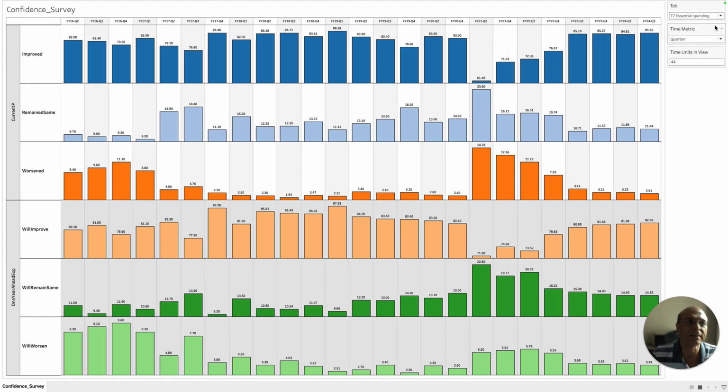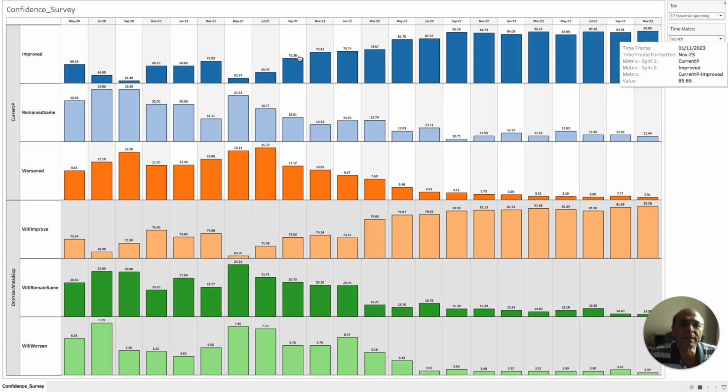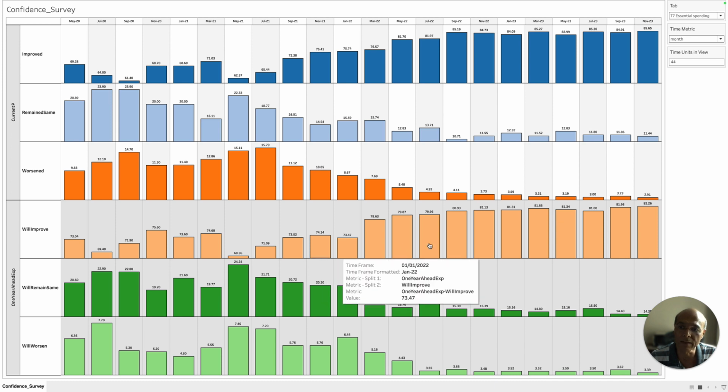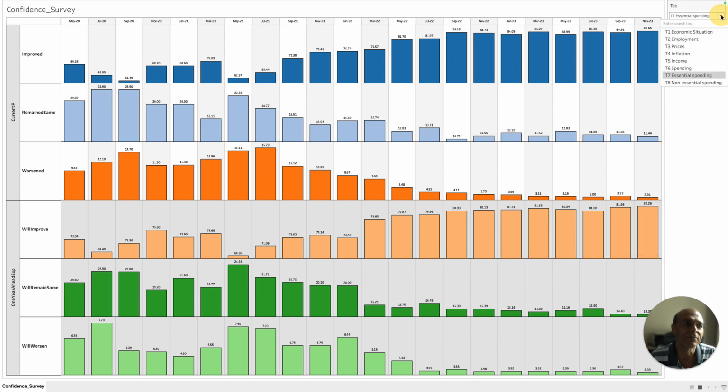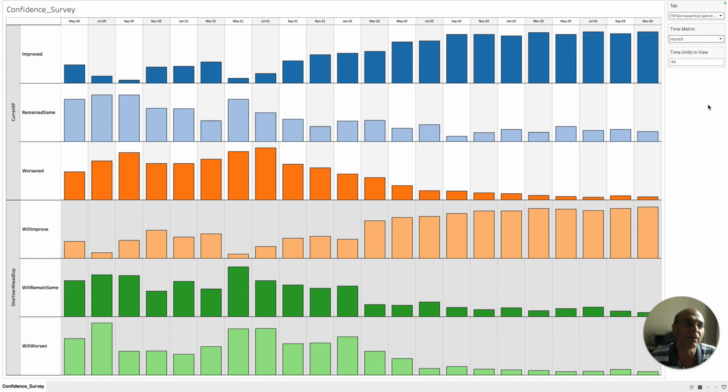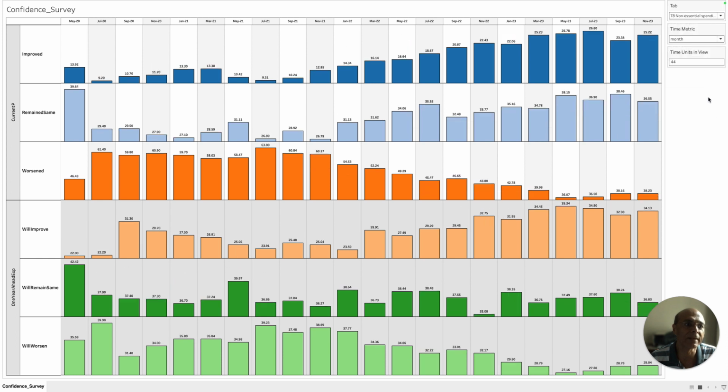So let's look at this again. Let me do a monthly time scale. So essential spending has increased, and in the future it is also going to increase, which is interesting, right? And let's look at non-essential, then we'll do a quarter-level time scale. Non-essential spending is also showing a similar trend, right?